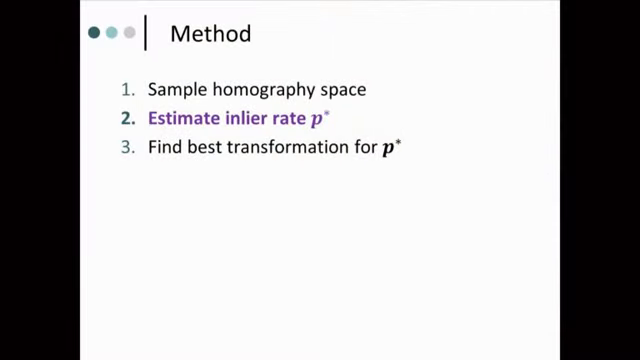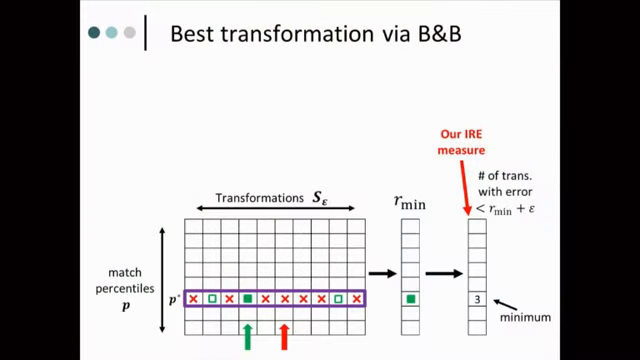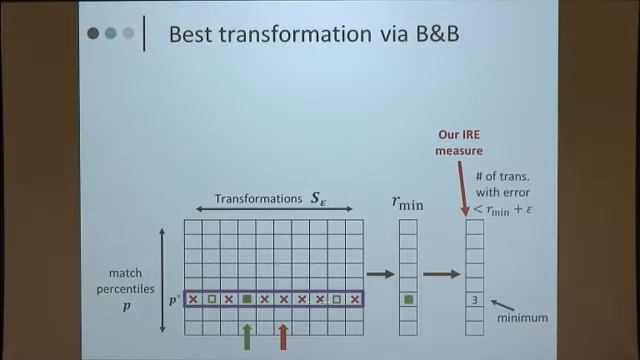Now, once we did this, we can continue to find the best transformation for p star. So starting from the same point here, this is giving a little more detail. This is the row that we're working with. Say this was the best error we found, so we stored it here in rmin. And say in this example that there were 3 errors, so 1, 2, and 3, which were at most epsilon worse than the best one.